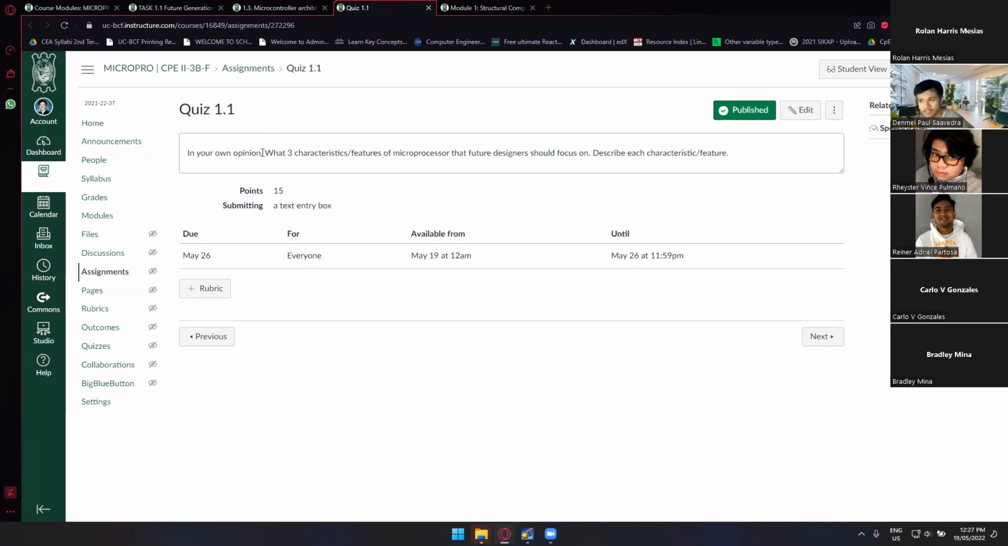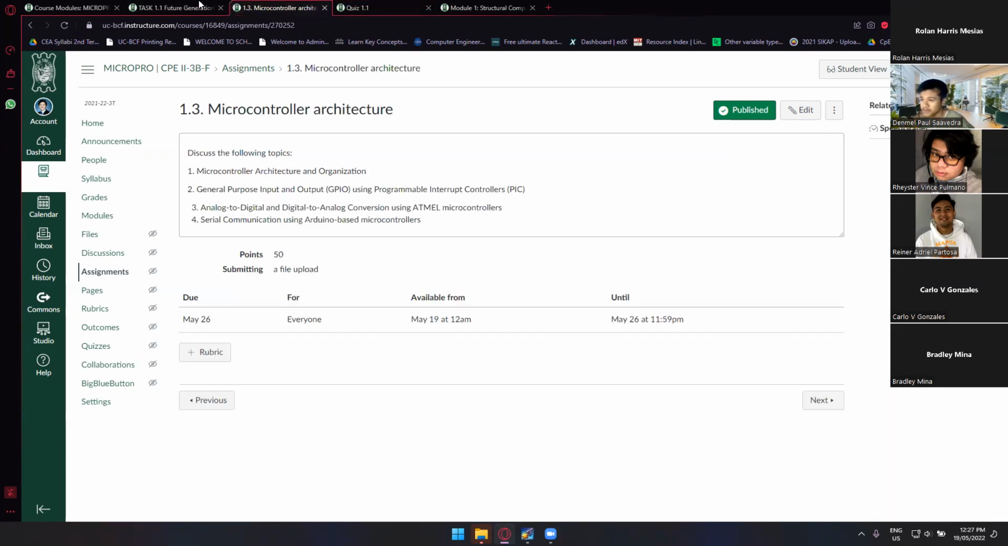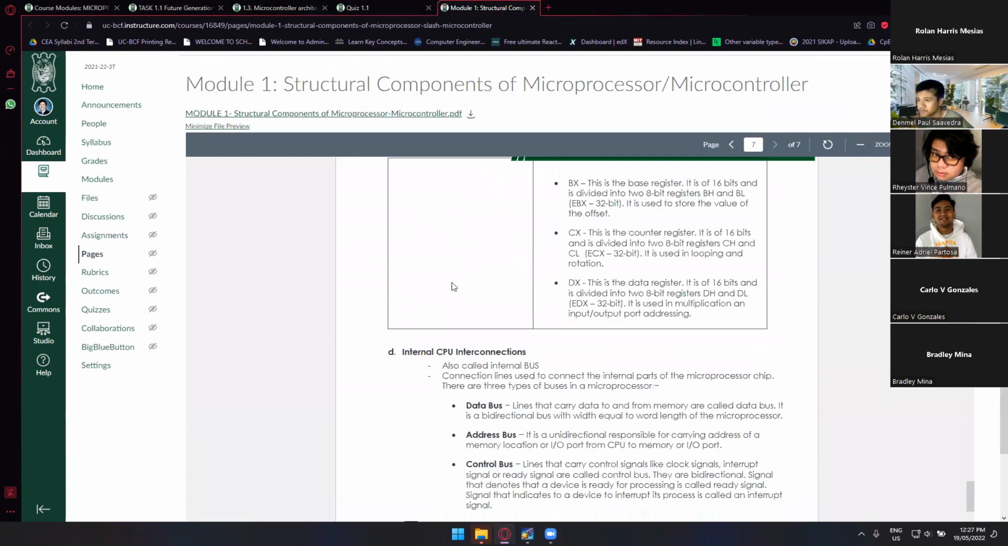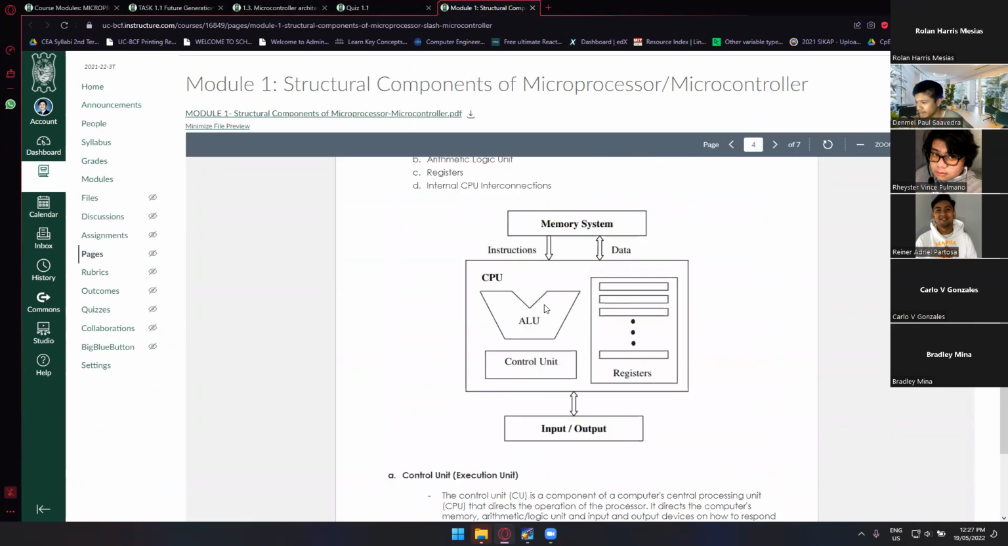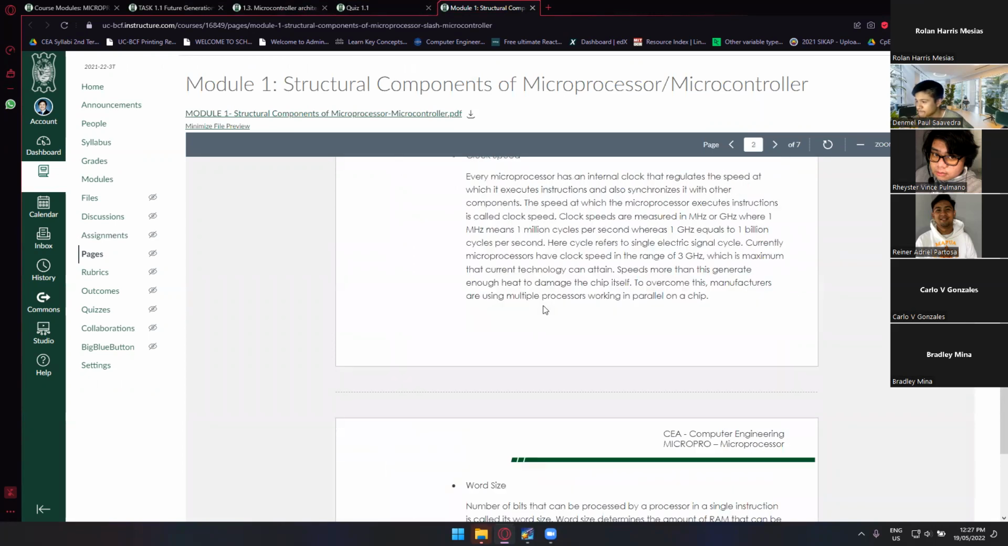Okay, again, this is an opinionated question, so you don't need to ask Mr. Google regarding this one. So whatever you guys have learned in our module 1, the characteristics. So what are the characteristics under this?